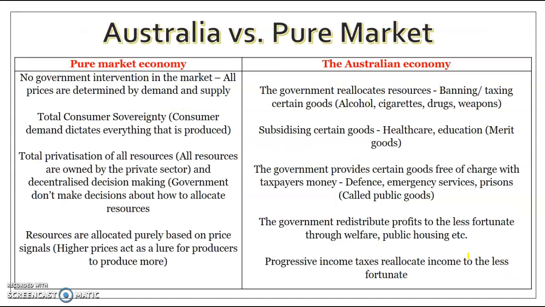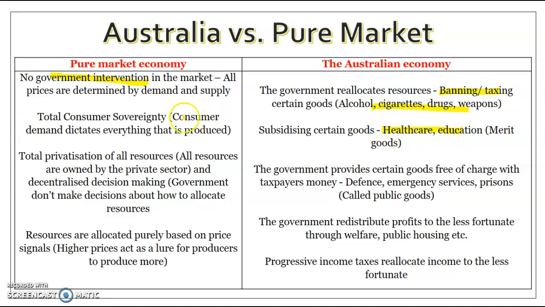So, in terms of Australia, Australia is not a pure market economy. Demand and supply determines most of what is produced, but there is some government intervention. A pure market economy wouldn't have any government intervention in determining what is produced, whereas Australia has taxes, we have bans on certain products like alcohol and cigarettes. We also subsidise certain products like healthcare and education to make them cheaper.